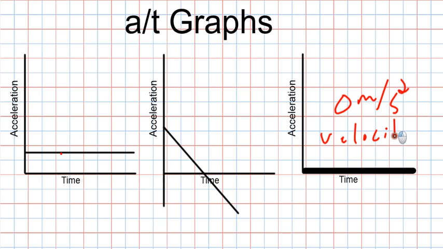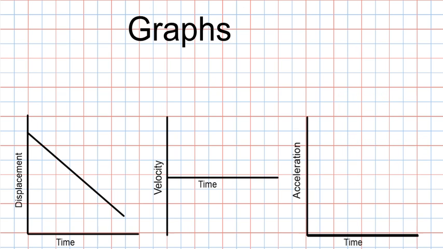Whether or not that velocity value is 0 depends on the problem. It could be, but it also could be a constant non-zero velocity. It could be positive or could be negative. It depends on the problem. So that's what the 0 meters per second squared means for us.